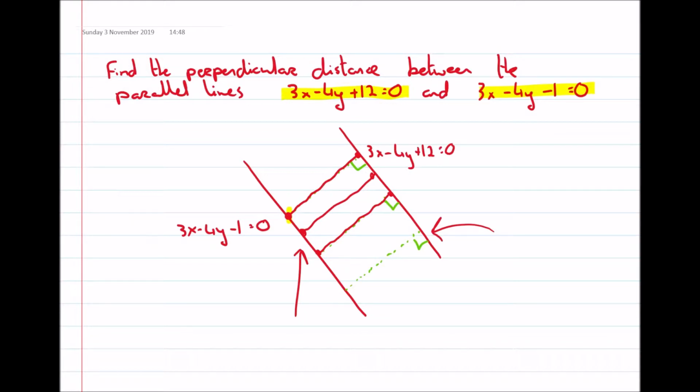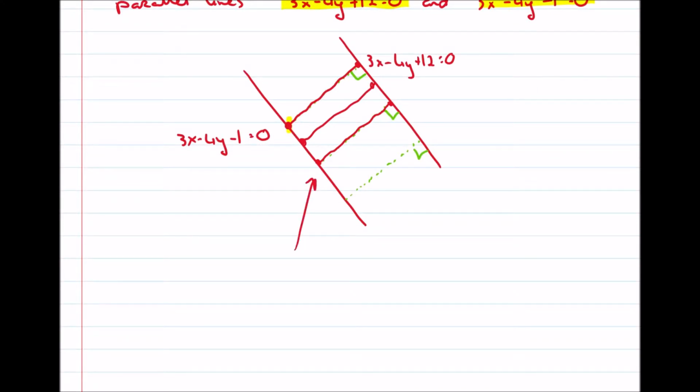Because if we look at this question, we're getting the perpendicular distance between two lines, whereas we have the formula to get the perpendicular distance from a particular point to a line. Therefore, what I must do is choose a point on this line and get the distance of that to the other line. So how am I going to choose a point on this line? Well, the easiest way would be to let x equal 0 and find out what the y value is, or let y equal 0 and find out what the x value is.